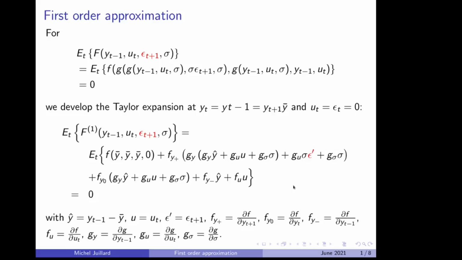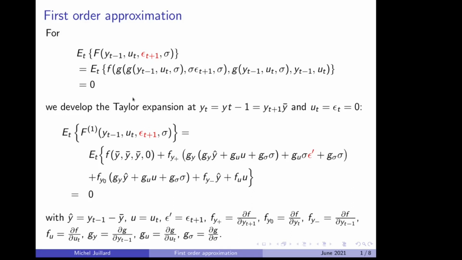We have now all the elements to compute the first order approximation of the solution function of our problem, the g function. So we start by taking a first order Taylor expansion of the original model, meaning the expectation of big F of yt, ut, epsilon t plus 1, sigma, which is in fact f of g of yt minus 1 and so on, that must be equal to 0.